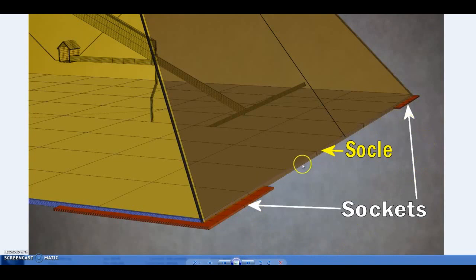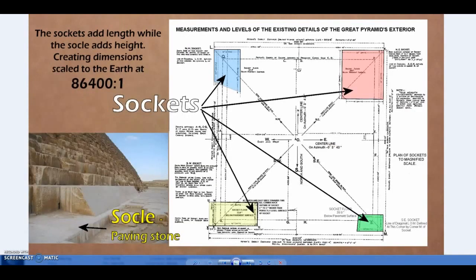Here, just as an example, we see the pyramid itself sits on the socle, and on each of the corners we have the socket. Again, it's a way of protecting the corners from slipping out. It's an important element of the construction, but also in regards to the measurement and proportions of the pyramid. There I've highlighted the sockets, and we can see the paving stones.